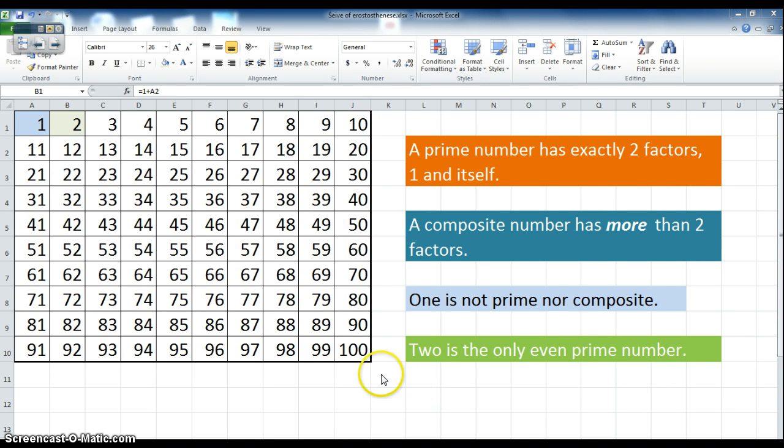Because 1 is not a prime number, I've shaded it in blue. So we just ignore 1. How many factors does 1 have? Just one. It has to have 2 factors to be prime, so it's not prime. It has to have more than 2 to be composite, so it is not composite. 2 is the only even prime number, so I've shaded it its own special color.